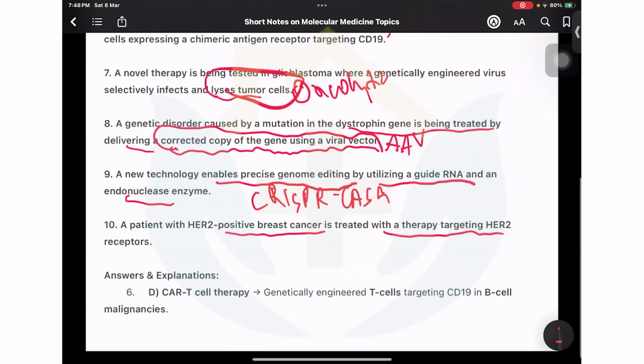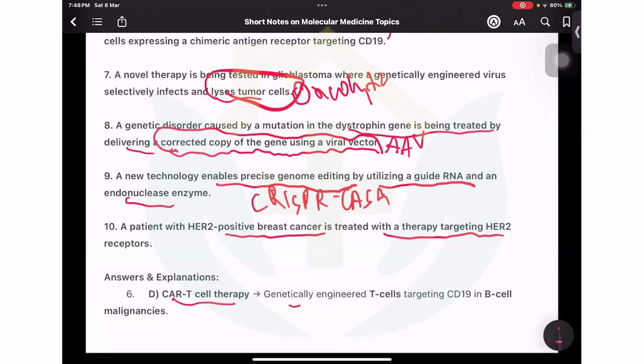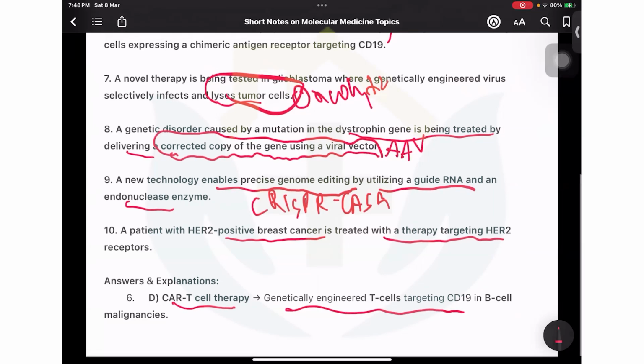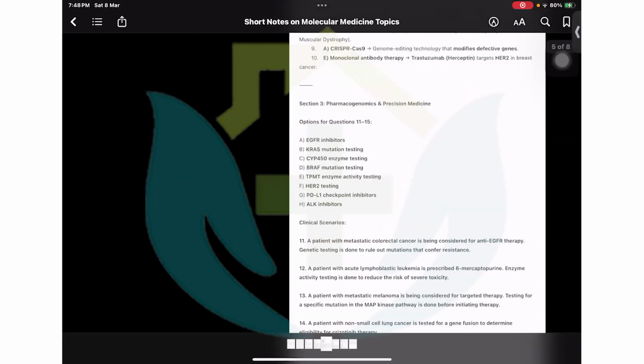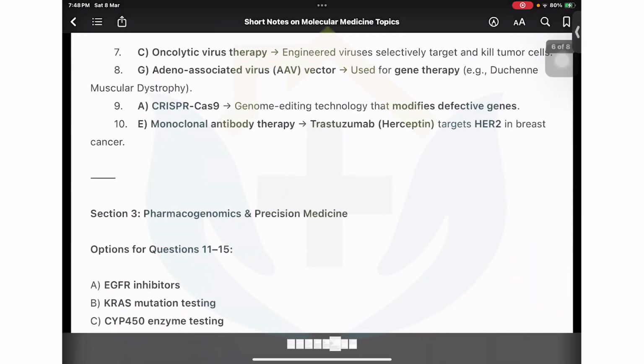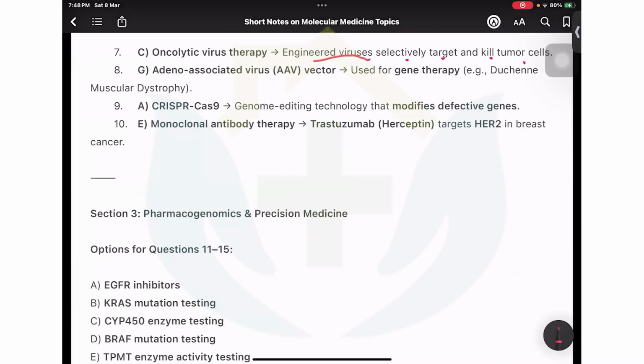Okay. So the answers are that CAR cell therapy is genetically engineered T cells targeting CD19 in B cell cancers, and oncolytic viruses are engineered viruses that selectively target and kill tumor cells. Adeno-associated virus vectors are used for gene therapy, where the genes are being made into better genes with the help of viruses. CRISPR-Cas9 is a genome editing technology modifying defective genes, and monoclonal antibody therapy is trastuzumab, Herceptin, that targets the HER2 neu receptor in breast cancer.